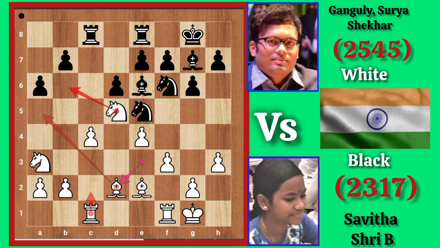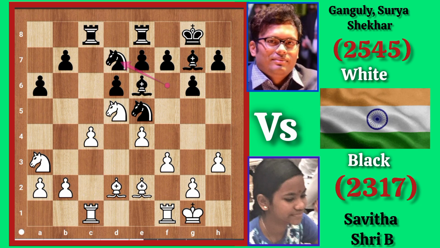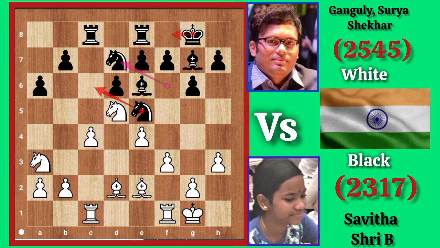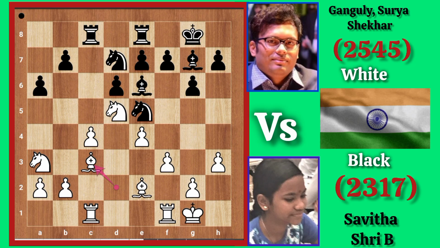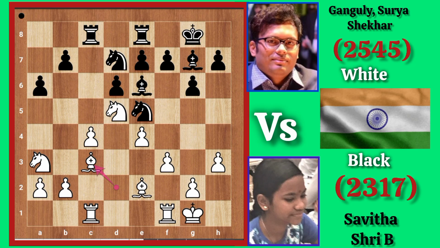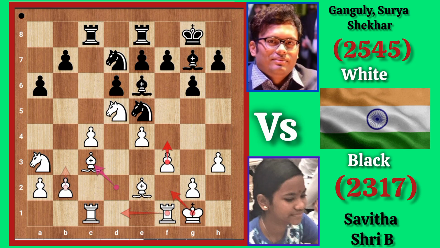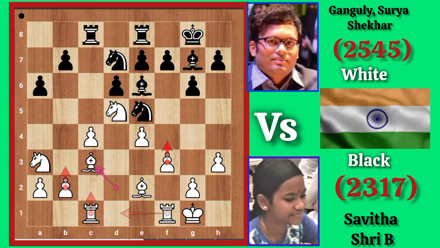17. Knight fd7. Black relocates the knight. Savitha anticipates the opening of the center and moves the knight towards squares where it can jump into action. 18. Bishop c3. White repositions the bishop to contest the long diagonal. The engine preferred keeping the rook on d1 to control the central highway.